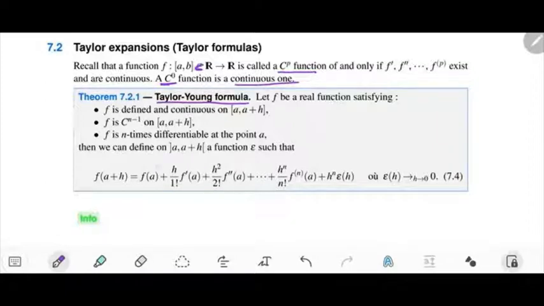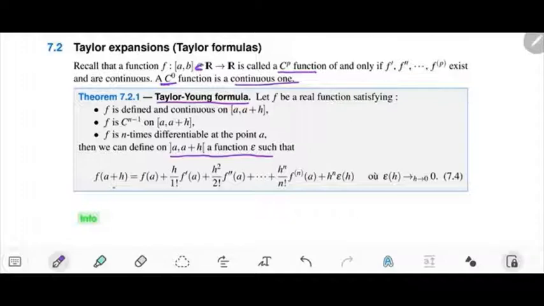Then we can define on the interval a function epsilon such that f of a plus h is written as f of a, plus h over 1 times f prime of a, plus h squared over factorial 2 times f double prime of a, etc., until h^n over factorial n times f^(n) of a, plus h^n epsilon of h, where epsilon of h goes to 0 as h goes to 0.